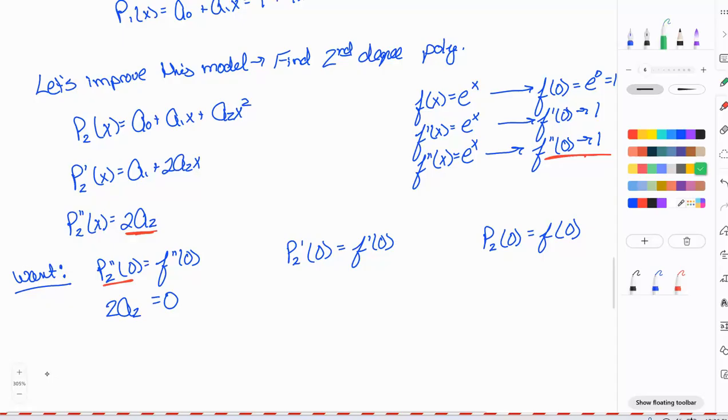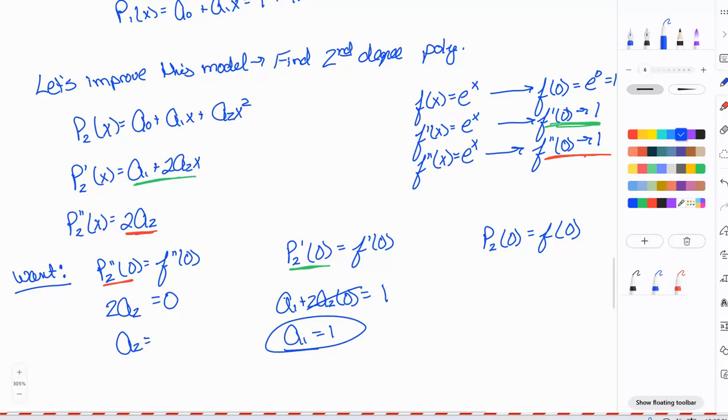I know that my first derivative was a sub 1 plus 2a sub 2 times x. And x is going to be 0. So a sub 1 plus 2a sub 2 times x, and we know that's got to be equal to 1. So I know a sub 1 is going to be equal to 1. And I know a sub 2 is going to be equal to, when that value is 1, that's going to be a 1/2. A sub 2 is 1/2.